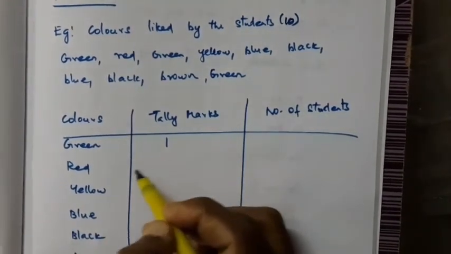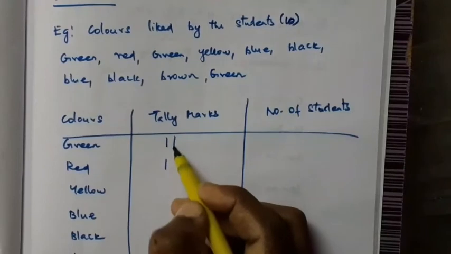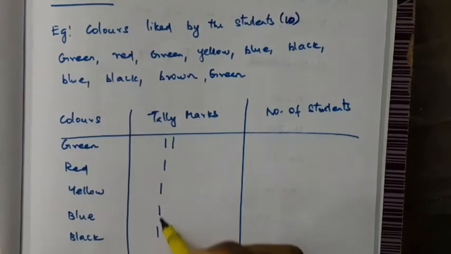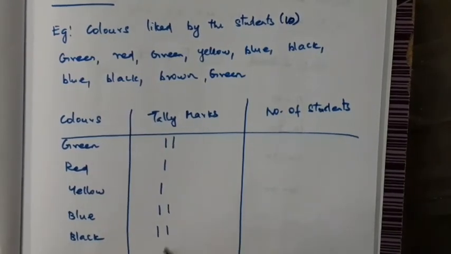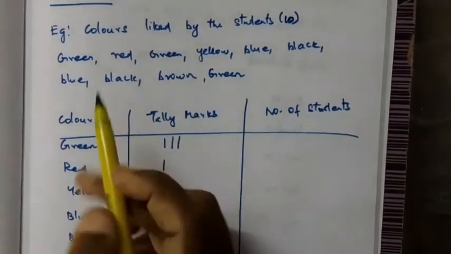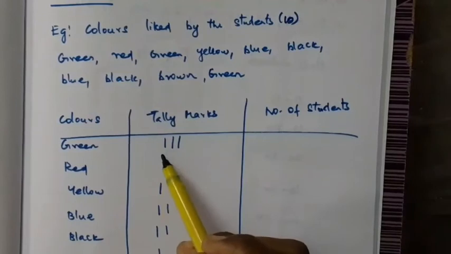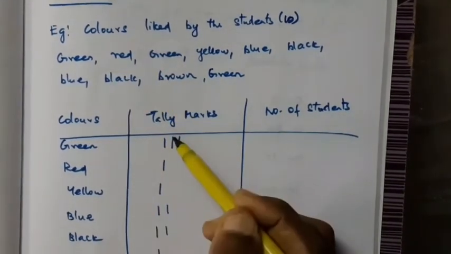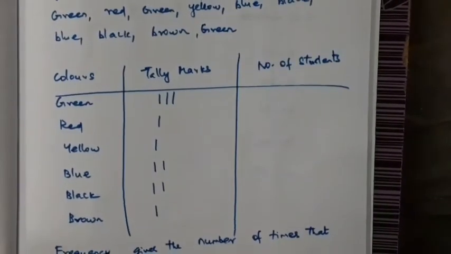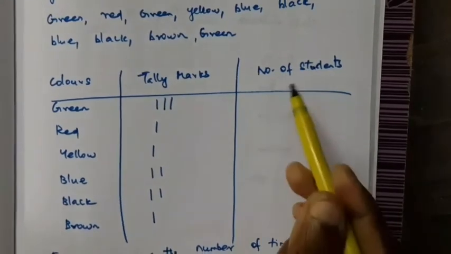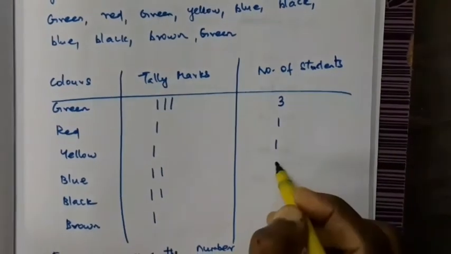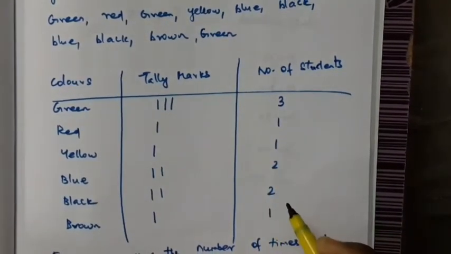A green, a red, a green, yellow, blue, black, brown and then again a green. For every entry, if there is a green you have to put a dash here. For red, put a dash here. For green, again put a dash here. For yellow, put a dash here. That is how you give the tally marks. Now we have to see how many students are here. Here it is 3, here it is 1, 1, 2, 2, 1.